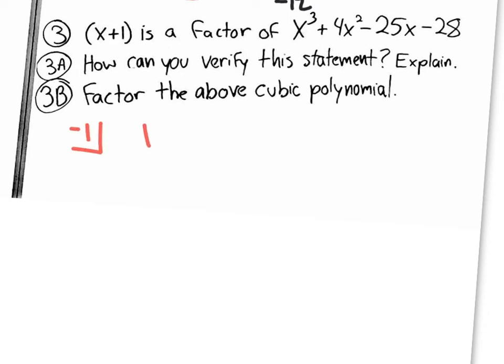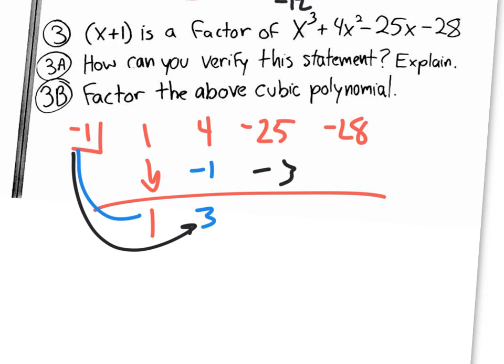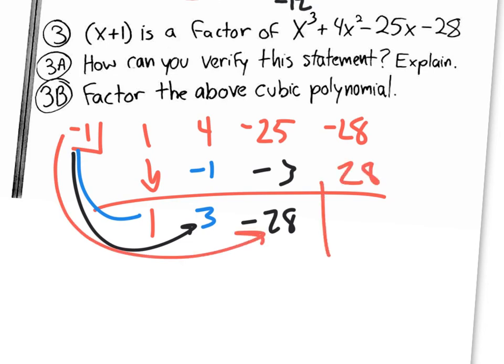You're going to have the coefficients 1, 4, negative 25, negative 28. Okay? So the 1 comes down. We have negative 1 times 1. That's negative 1. We have a 3 when you bring it down. Negative 1 times 3 is negative 3. We have a negative 28. And we have a negative 1 times a negative 28. That's a positive 28. So what do we know? The remainder is 0.